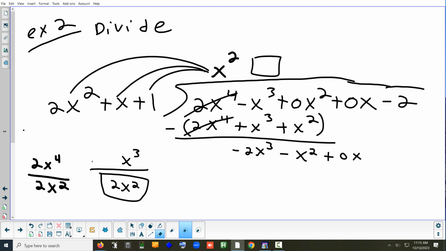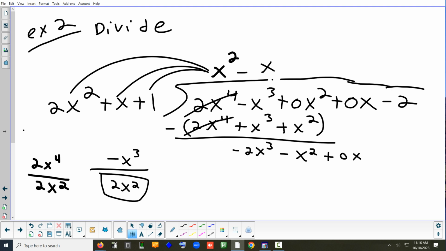Negative 2x to the third, divided by 2x squared, gives negative x. I'm just going through it because some people might not know exactly all the steps. I know for me, I can just go through it real quick. So up here is going to be negative x. Now we have to distribute that back out to everything.